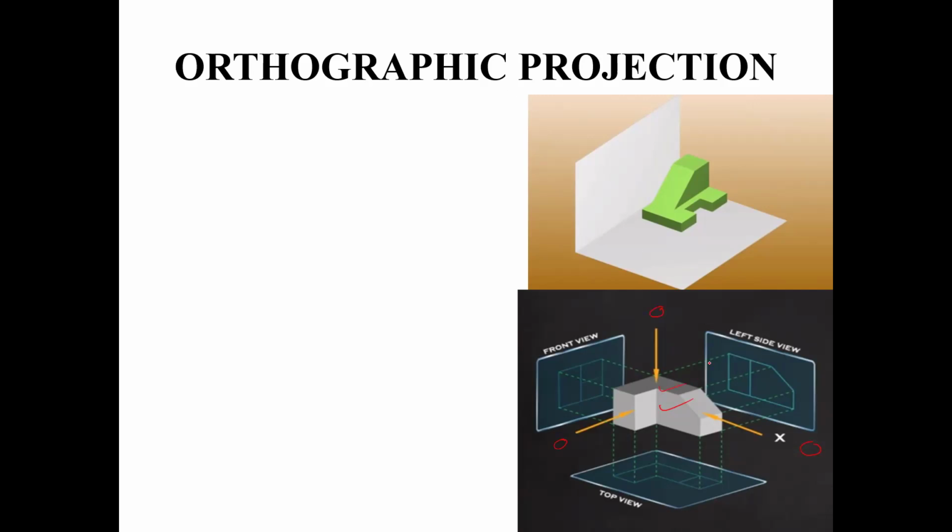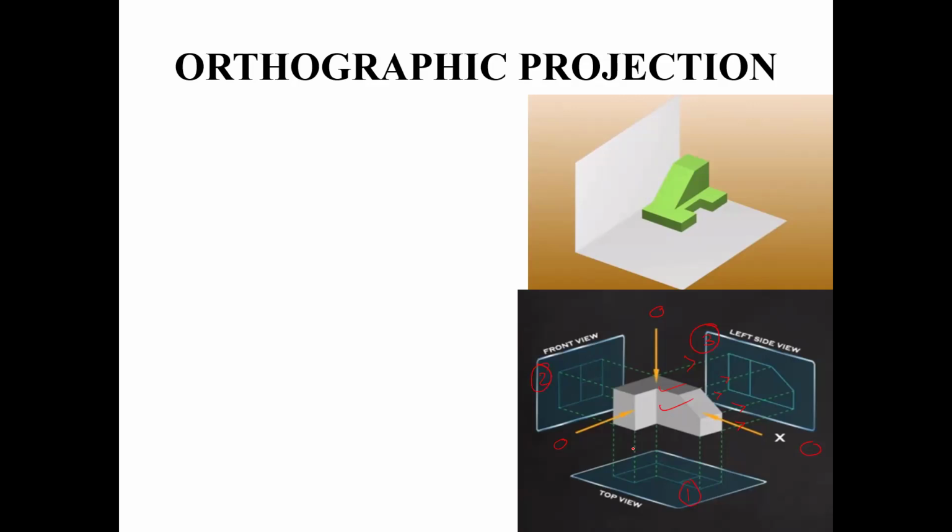So one set of projectors, which are represented by this set of lines. Projectors are nothing but these imaginary lines that we are talking about, which are originating from different points on the object and going and hitting a plane which is located somewhere with respect to the object. So here we see three different planes. So this is one plane, this is another plane, and this is yet another plane.